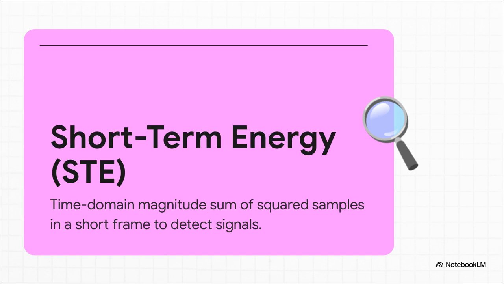Conversely, we have short-term energy, or STE. Now, if a filter is like our nightclub bouncer, short-term energy acts a lot more like a motion detector for sound. It's a classic feature extraction technique. By calculating the sum of squared samples within a very short time frame, we end up with a single energy value. And we can use that scalar value to definitively determine if a specific signal component, like human speech, for example, is actively present or if we're just staring at absolute silence.